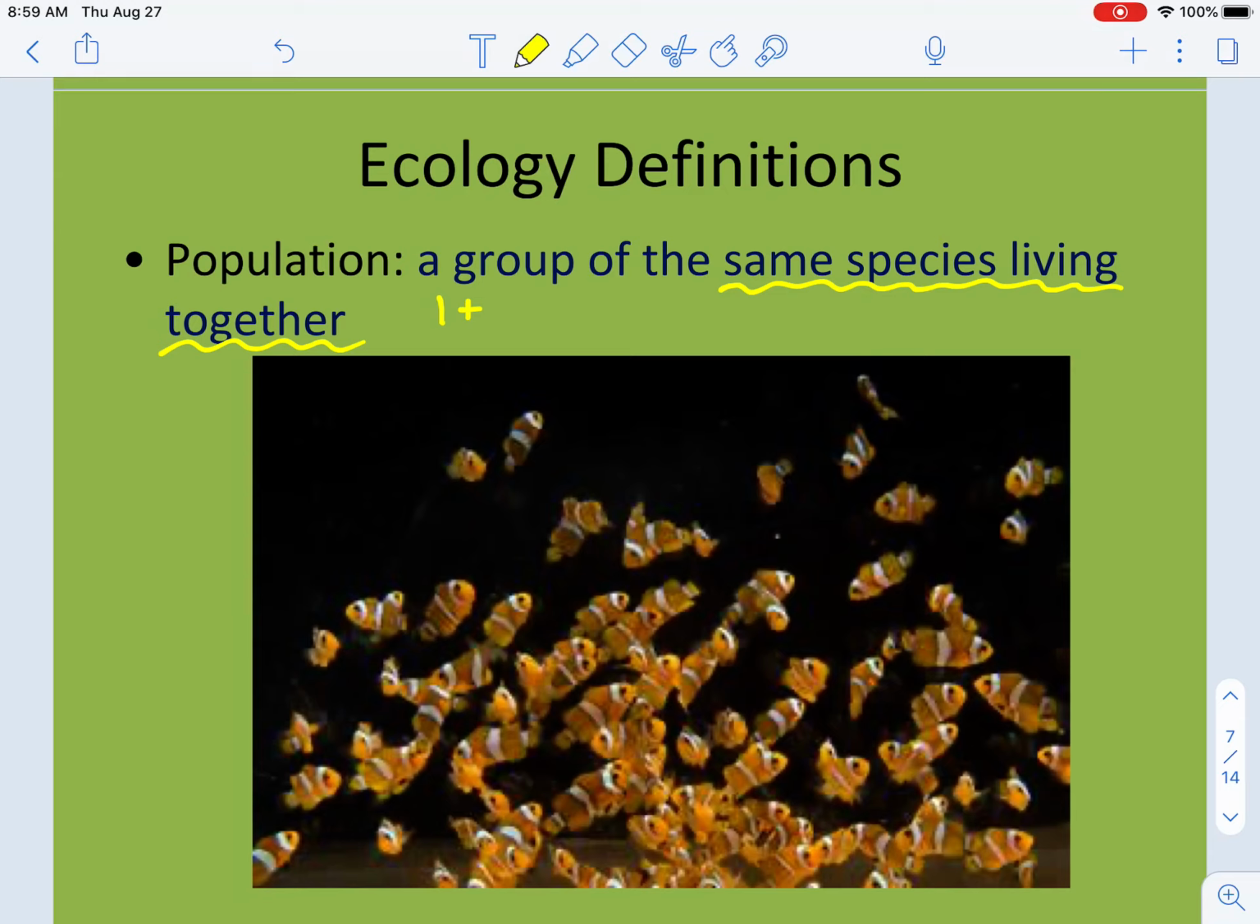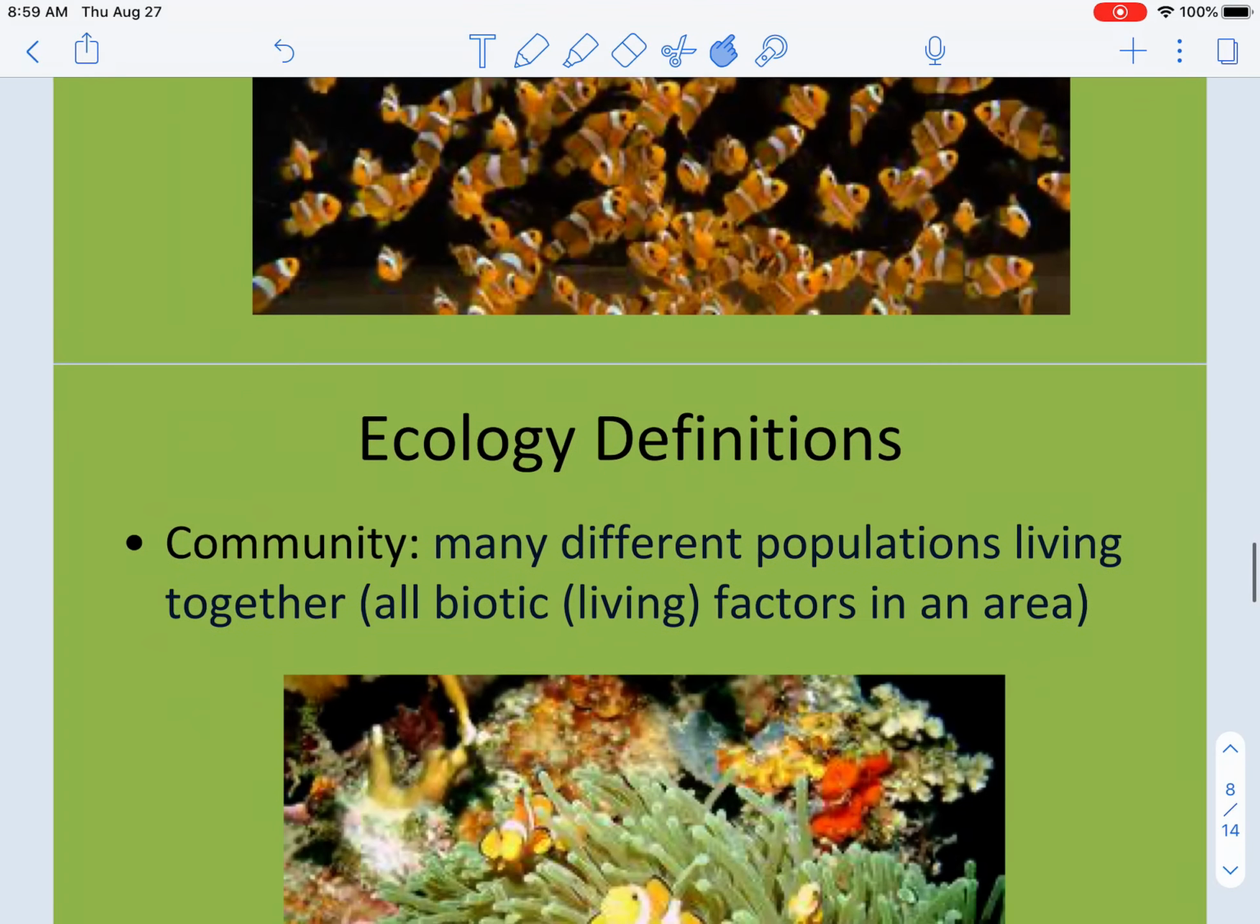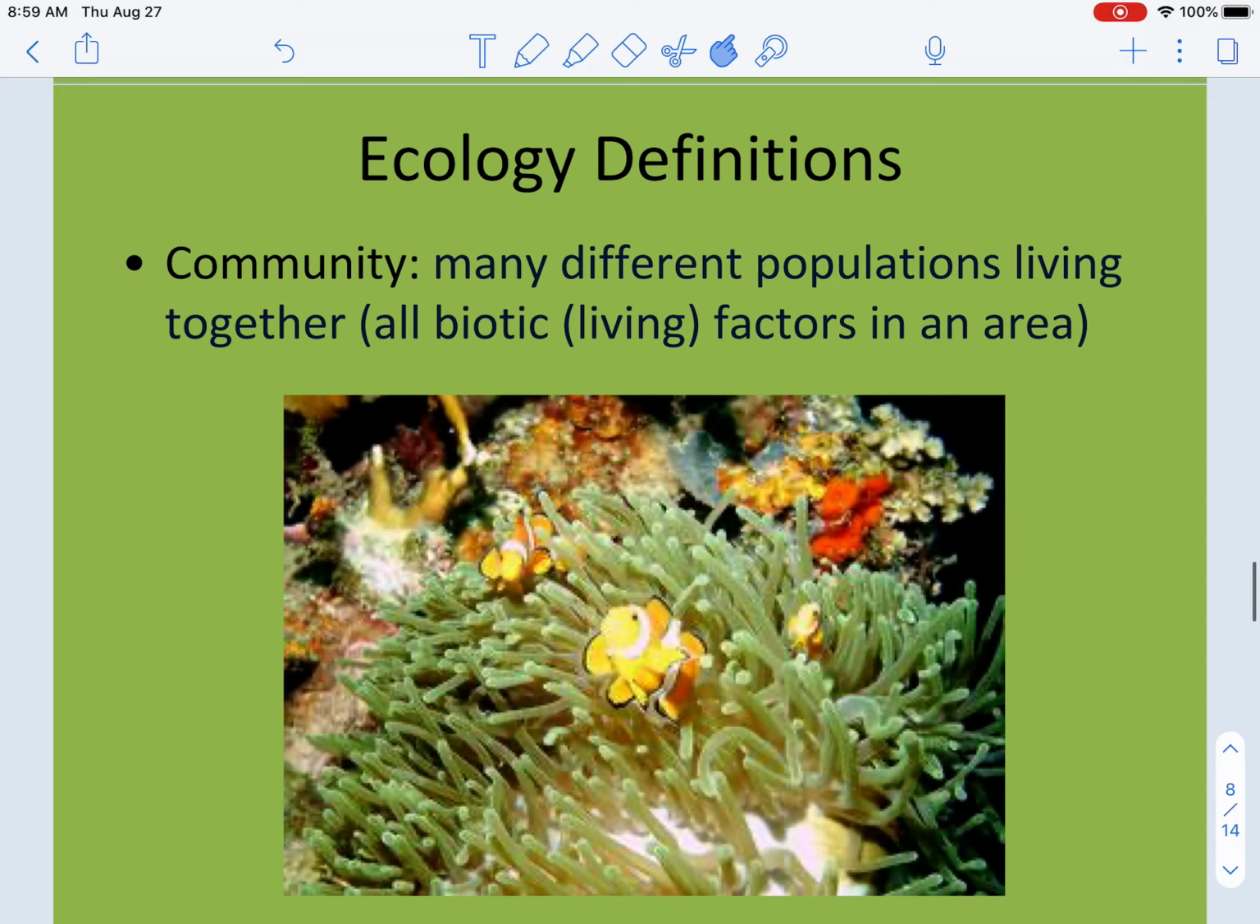We could consider a population of cottonwood trees that live together in the Snake River. Okay, so a group of the same species living together. Let's get a little bit bigger. Now let's include different species. So many different populations living together. Or another way we could say this is all biotic or living things in an area. So now we're going to consider the people and the elk and the cottonwood trees.